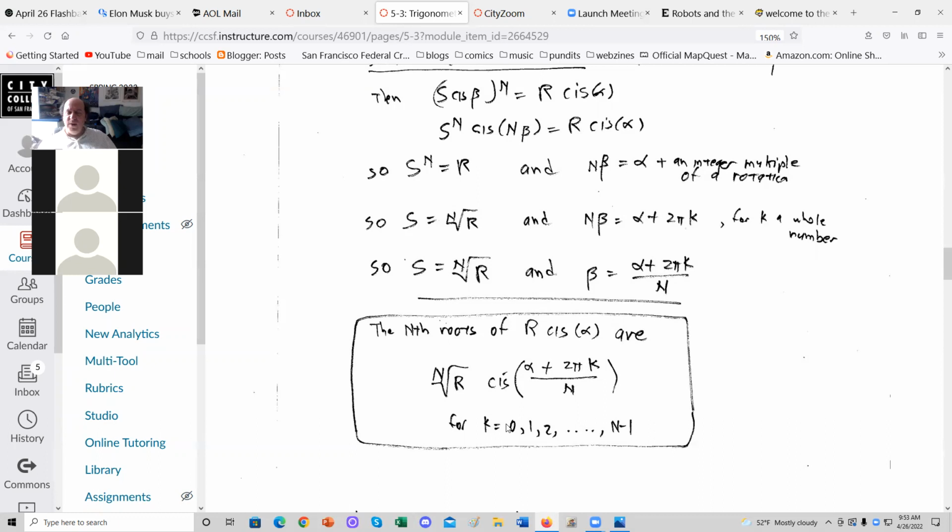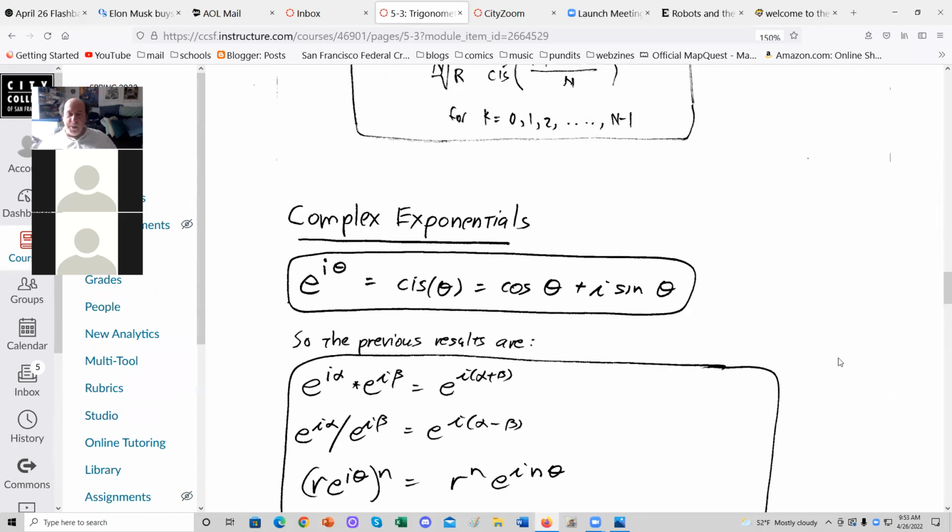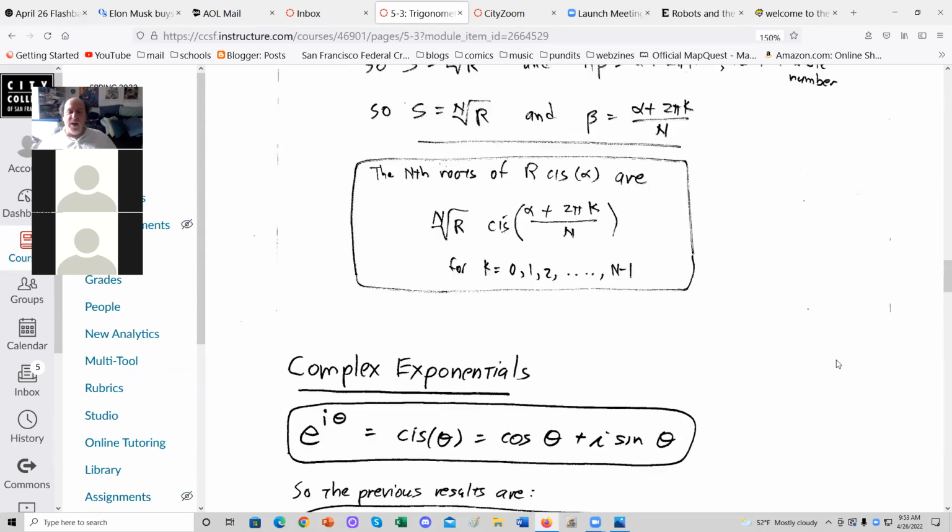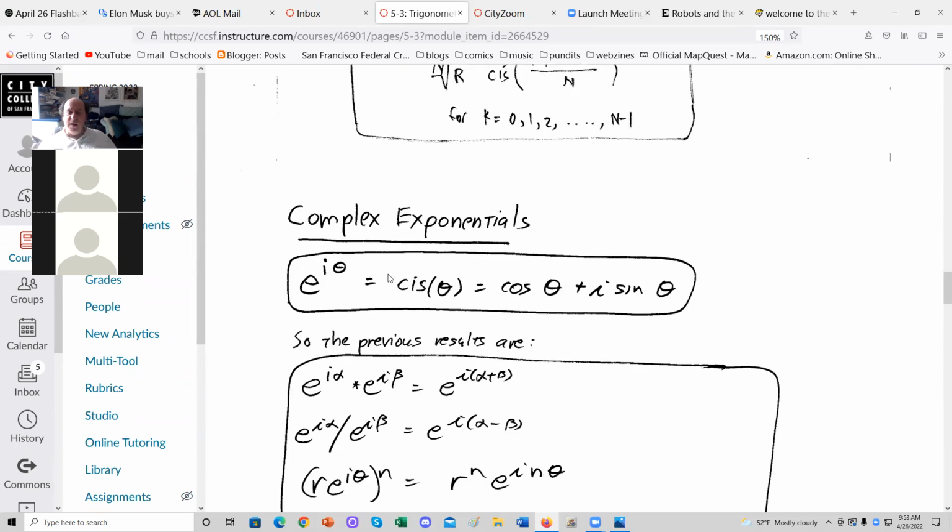And k, the integer multiple of rotation, can be anywhere from 0 up to n minus 1. There'll be n separate roots, all spaced evenly around a circle. Now we can rephrase all this. Cis theta, I said that it resembles an exponential. In fact, if we get into the calculus later on, we will see that cis theta is the same as e to the i times theta.